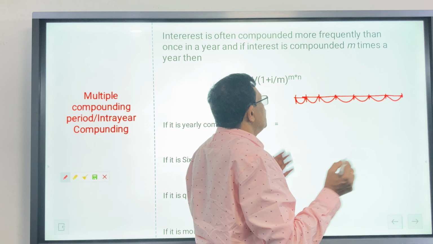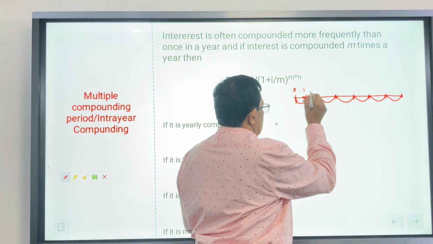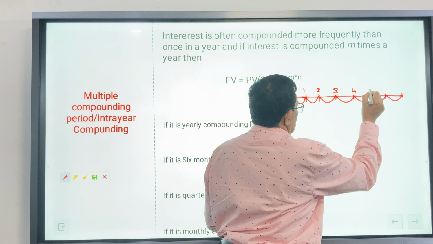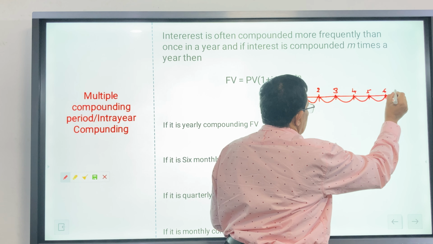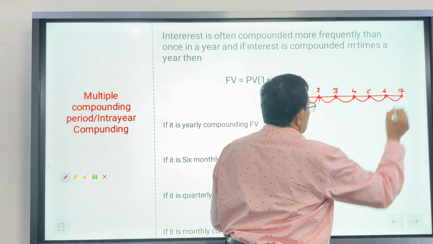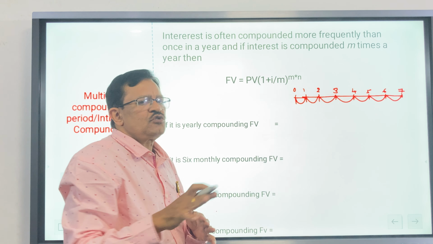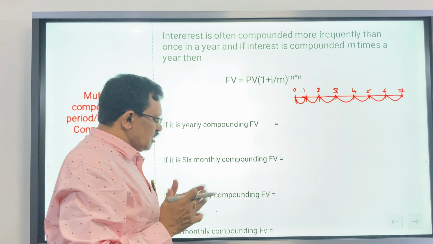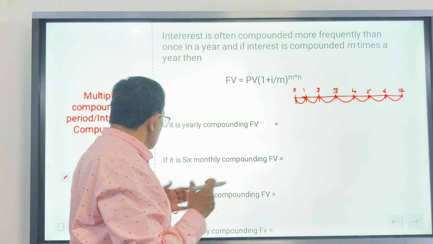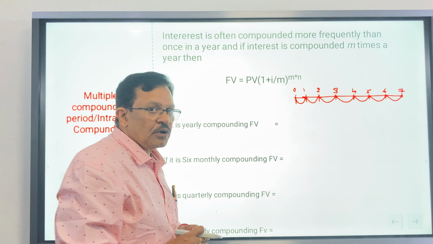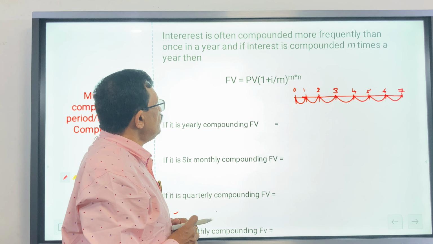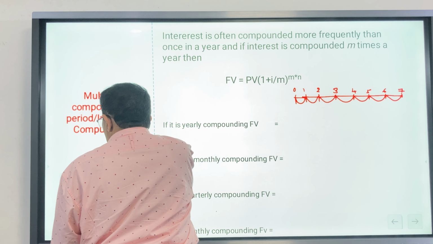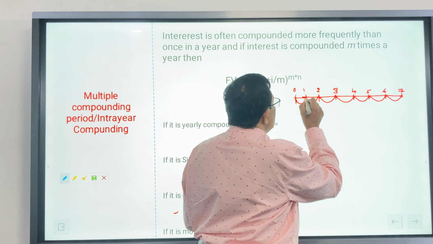When compounding is going to be done yearly, you are going to compound the interest for a year. But it need not be the case always. There can be 6 monthly compounding or quarterly compounding or monthly compounding or daily compounding. In such cases, you are going to compound several times in a year.